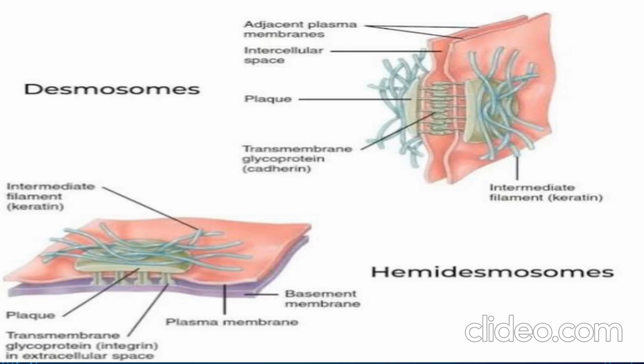So it's attaching the cell to the basement membrane or to the extracellular matrix. You can compare it to that of desmosome. For desmosome, it is connecting cell to cell. For hemidesmosome, it is connecting the cell to the basement membrane.